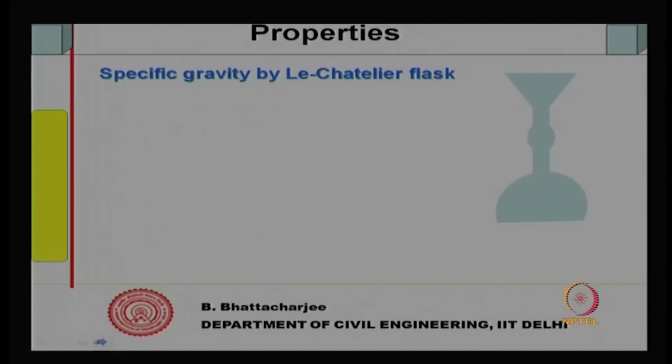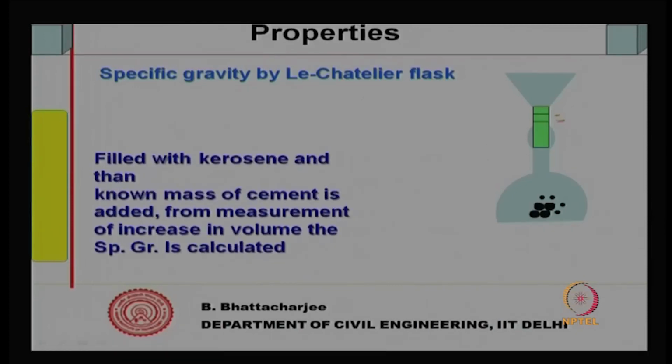Specific gravity is measured by Le Chatelier's flask, which looks something like this, right, and we put first a liquid, something like kerosene, which does not react with cement, and the increase in volume is what is observed. There are graduations here. So, you put first the liquid, fill it up, then put those solids, see how much is the increase in volume. This is weight, fixed mass. So, first this Le Chatelier's flask is filled with kerosene, then a known mass of cement is added, and the increase in volume is found out.